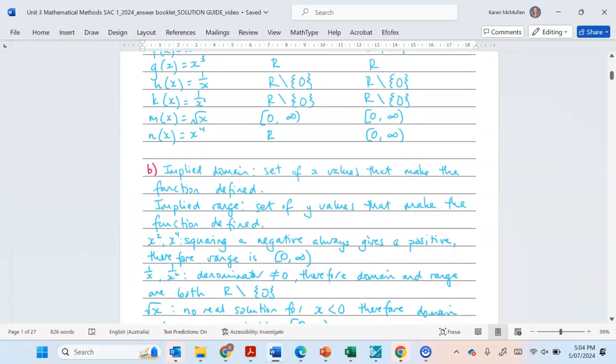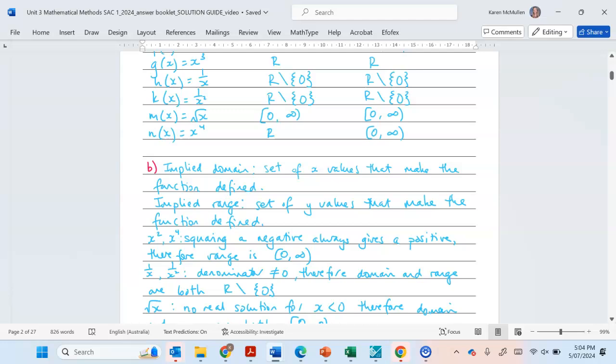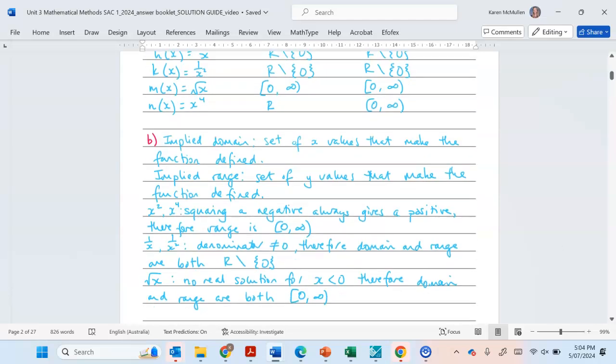All right, so talking about, when you're giving definitions, an example is fantastic. So if you were talking about implied domain or implied range, then giving an example was what I wanted to see. And if you gave a graph to support that as well, that was fantastic.